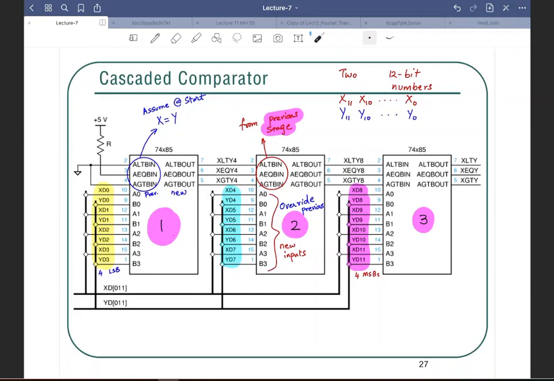All right, so that's essentially how a cascaded comparator works. We have taken a 4-bit comparator and made it into a modular 12-bit comparator.